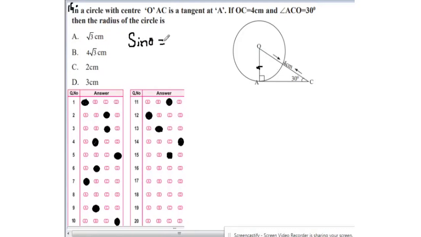The ratios we already read. Sin theta is nothing but opposite side by hypotenuse. Opposite here is OA, which I don't know, and it is my target to find in this question, and hypotenuse is 4 centimeters.